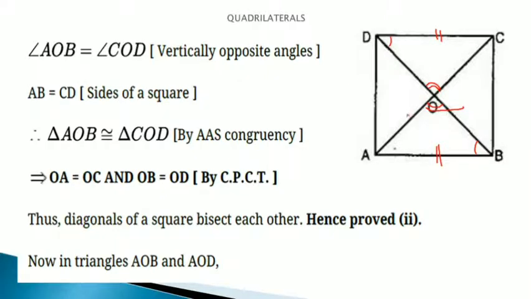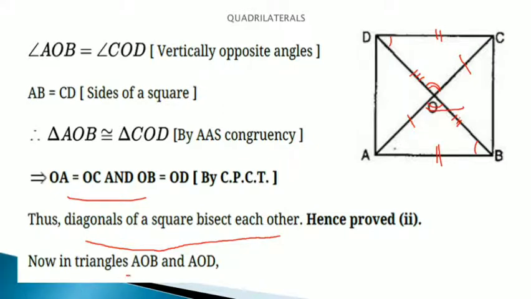So we can say this side will be equal to this side and this side will be equal to this side. That means OA equal to OC, OB equal to OD. So the corresponding parts of the diagonal are equal. It means the diagonals bisect each other. So this we have to prove. First we have shown diagonals are equal. Now we have shown diagonals of a square bisect each other. Now we have to prove that they bisect each other at 90 degree.